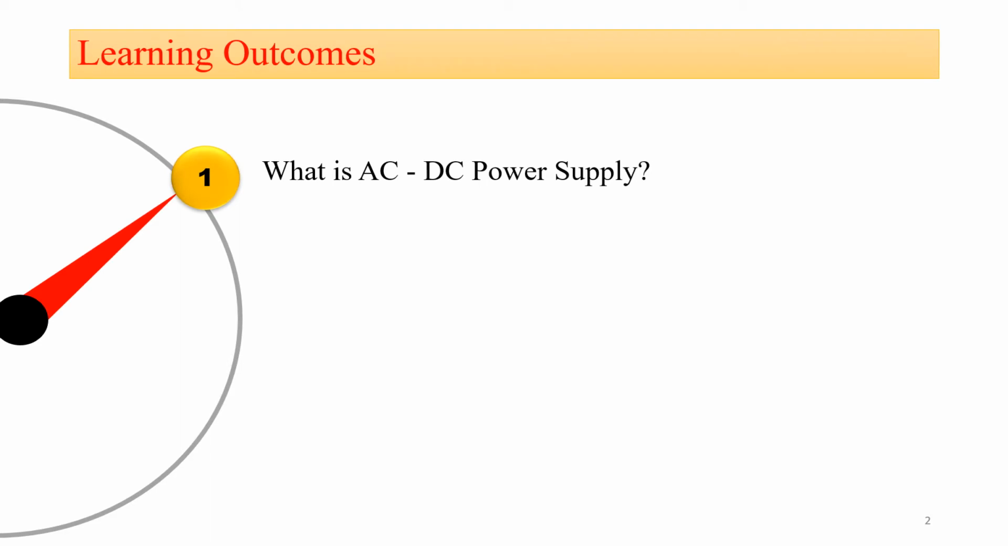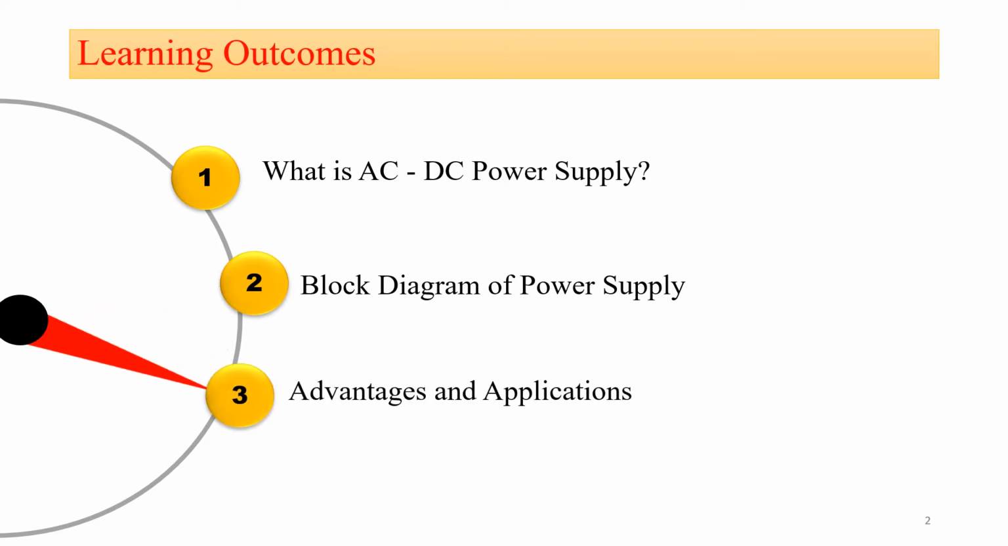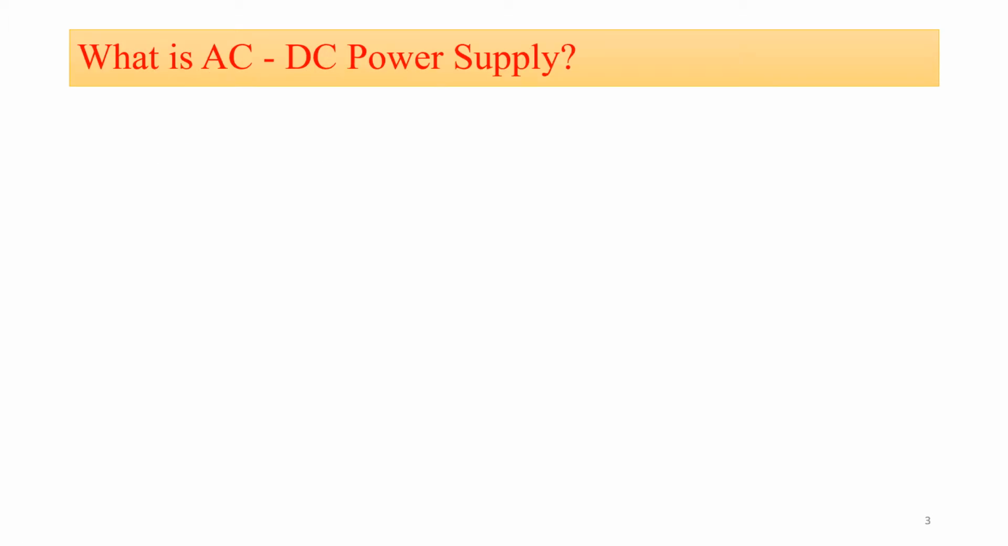understand what is AC DC power supply, means how to convert our AC signal into DC signal. Then the block diagram of the power supply. Then which are the different advantages and applications of the DC power supply. Now what is AC to DC power supply?